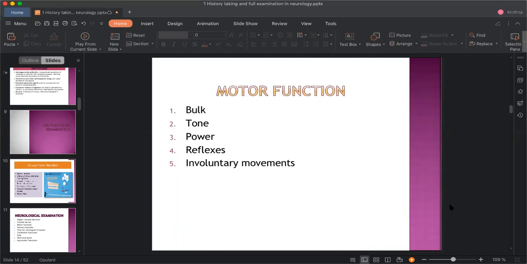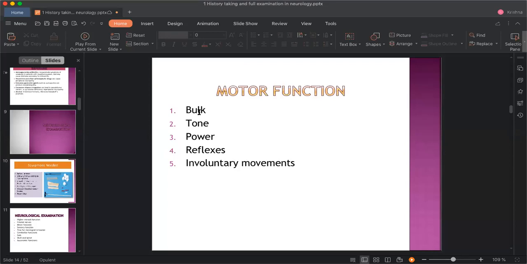The third important part of the neurological examination is motor function testing, or you can say motor system exam. Under this we have 5 headings: bulk, tone, power, reflexes, and involuntary movement. Now let me analyze them one after the other.